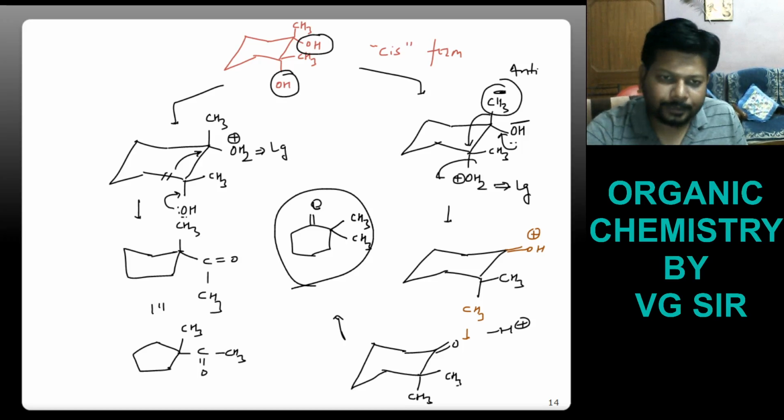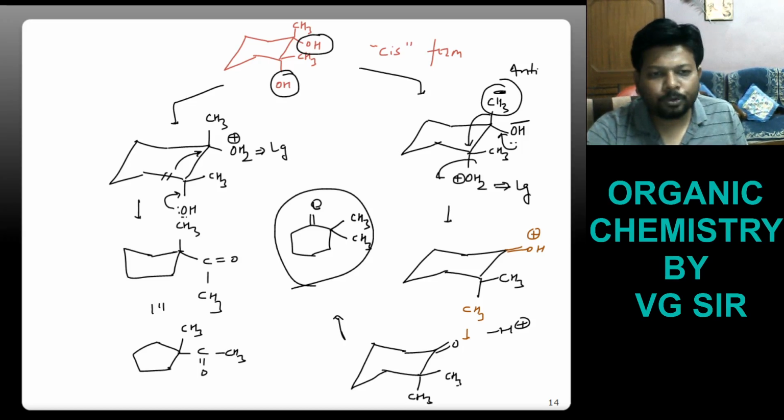So you can see, if we are taking a cyclic system, then which group migrates depends on its spatial position, that is the position relative to the leaving group. The group which is anti to the leaving group will migrate during the rearrangement. Is that clear? So these are some common points about the pinacolone rearrangement.